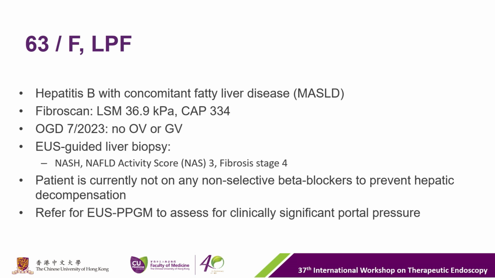OGD done this July, showing no esophageal varices or gastric varices. EUS-guided liver biopsy came back to be NASH, NAFLD activity score at 3, fibrosis stage 4. Patient is currently not on any non-selective beta blockers to prevent hepatic decompensation. She was referred to us for EUS PPG measurement to assess for clinically significant portal pressure.